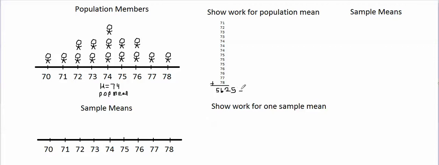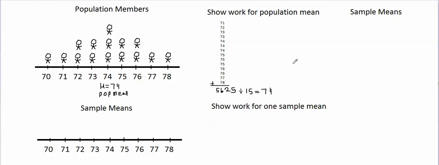Show the dividing step. If it's a mean, you divide by the number of numbers. So we're dividing by 15. And the mean and average mean the same thing, so sometimes in the video I say mean or sometimes I say average, but they mean the same thing. So the mean is 74, the population mean.